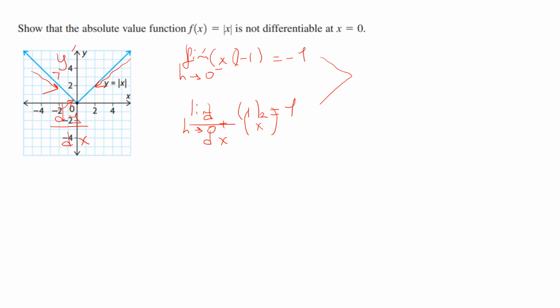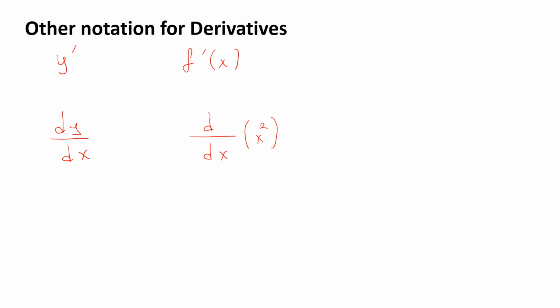If the limit does not exist, it just means the derivative does not exist. If the derivative does not exist, it means it's not differentiable. So other ways we can show derivatives: we are familiar with this notation, and we have always used this notation up to this point. But because f(x) means the same thing as y, you can also see a notation like this.